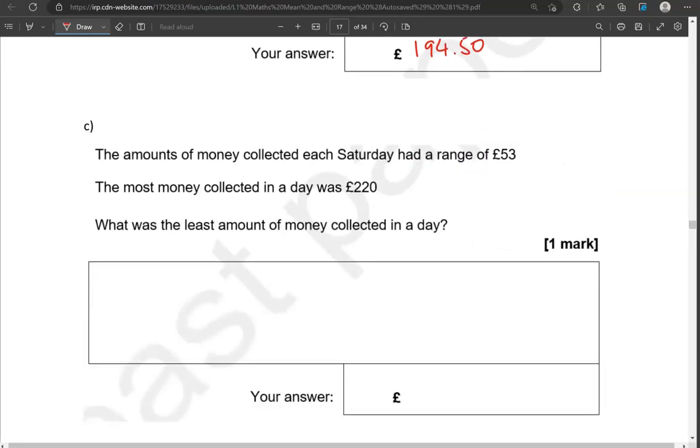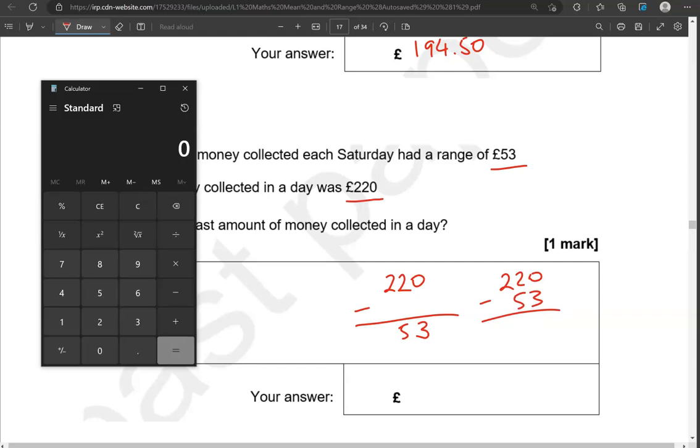The amount of money collected each Saturday had a range of £53. The most money collected in a day was £220. What was the least amount of money collected in a day? So the highest amount, £220, take away the lowest amount, which we don't know, gives us the range, which is 53. So we'll do 220 take away 53, should give us the lowest amount, which is 167.